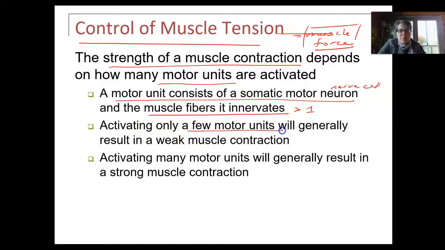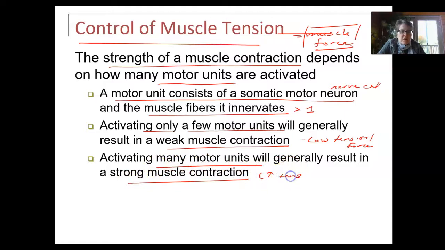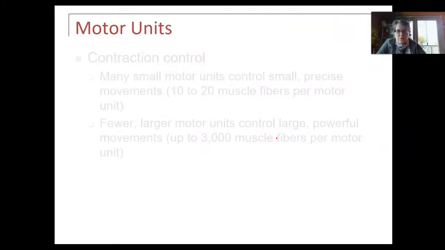If I only have a few motor units activated, I'll have a weak muscle contraction, so I will have low tension, low force. And if I get many more motor units, then I will have a stronger muscle contraction, which will be increased tension, and same as saying increased force.